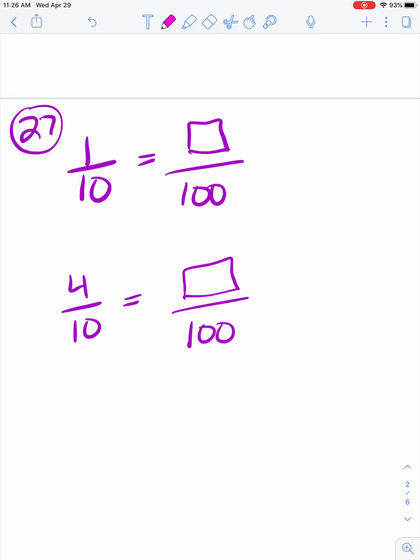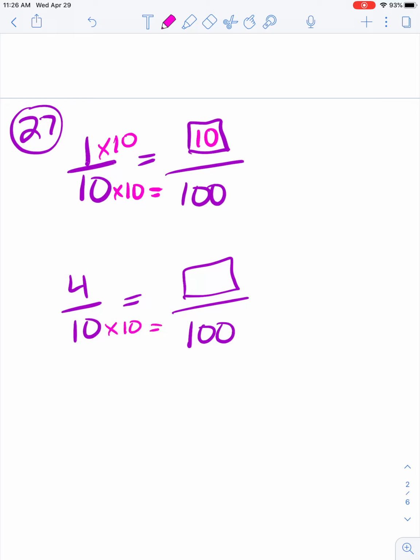Here we are making equivalence. So 1/10 equals how many hundredths? So remember, to make the number get bigger with fractions, we multiply. To make a number smaller with fractions, we divide. We're getting bigger. I know that 10 times 10 equals 100. Whatever I do to the bottom, I do to the top. So 1/10 equals 10 1/100ths.